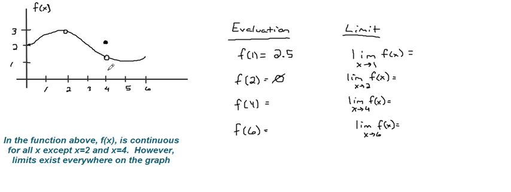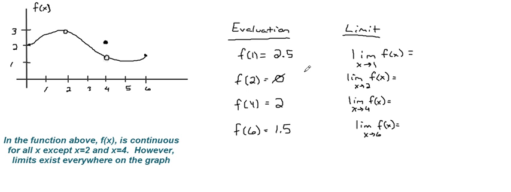4 is interesting. When we go up to 4, we bypass the open circle and go right to the closed dot, which appears to be about 2. So we'll say f of 4 is 2. F of 6, about here, let's call that 1.5. So now we have simply evaluated the function. Now, approaching the limit, taking limits at each of these points, let's talk about what it means.